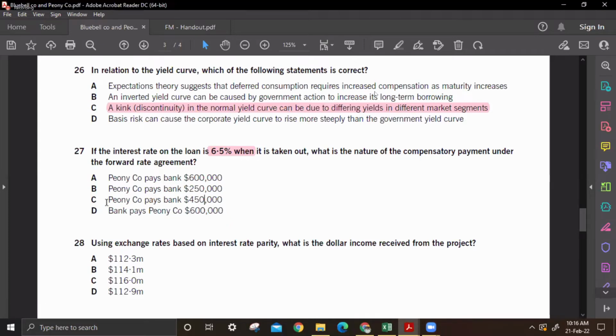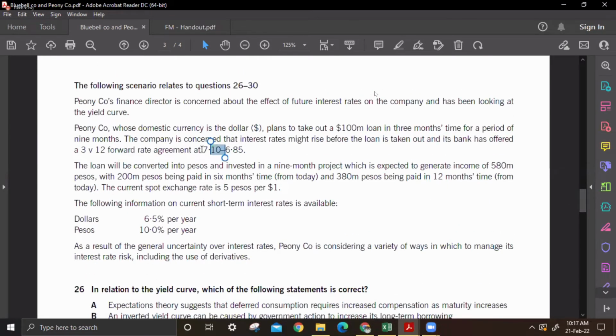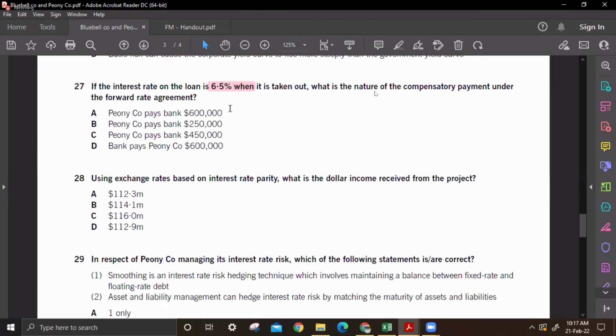Everybody, is this clear? C is the correct answer. So what should you do? Very simple, guys. You just have to think who won the bet. First, you have to check who won the bet. That person has to pay. And what amount will that person pay? The difference amount. Because the company thought that it will go up to 7.1%, right? But it didn't. It went to 6.5. So the difference amount has to be paid. If it was the other way around, if the interest rate was 7.20, in that case, who would be paying? Bank. Bank will be paying.